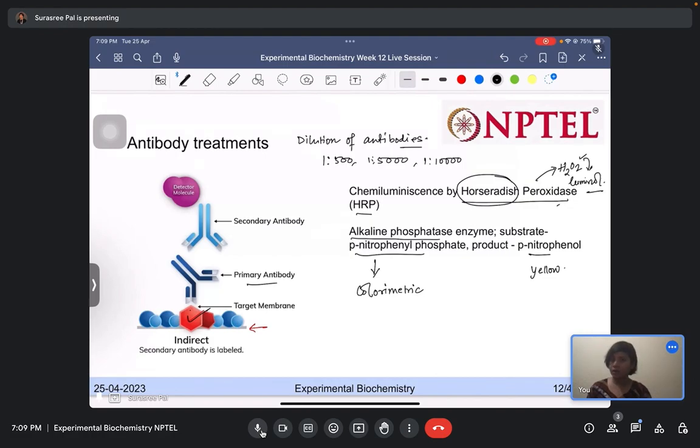If the enzyme is not functional, even if the protein of interest is present on the membrane and it has been detected by the primary antibody, and the primary antibody has also been detected by the secondary antibody, then if this particular enzyme does not work, we will not see any signal, either colorimetric or chemiluminescence. So that enzyme has to be functional so that a signal develops. These things are required to be taken care of while we are doing a Western blot experiment.